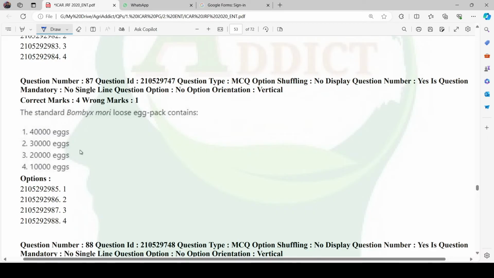The standard Bombyx mori loose egg pack contains how many eggs? 20,000 eggs. Okay. This is the universal standard unit for marketing of silkworm eggs. And another thing you should know, what is 1 DFL. 1 DFL is 400 to 450 eggs, varies from book to book. That is 1 DFL, disease free laying. And Bombyx mori loose egg packs you can mainly buy from a grainage, where the eggs are produced.